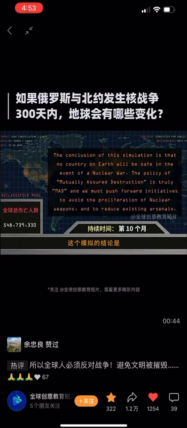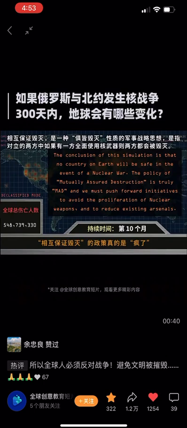The conclusion of this simulation is that no country on Earth will be safe in the event of a nuclear war. The policy of mutually assured destruction is truly mad, and we must push forward initiatives to avoid the proliferation of nuclear weapons, and to reduce existing arsenals.